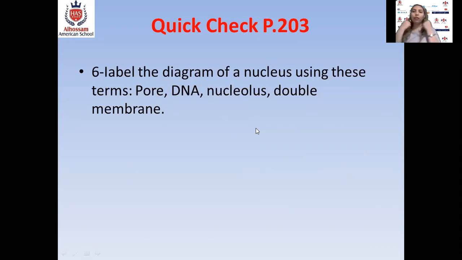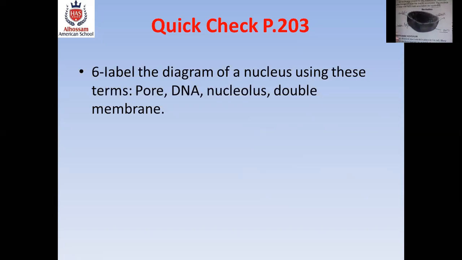Okay, just a second. So guys, the picture of, yes, the picture of the nucleus.